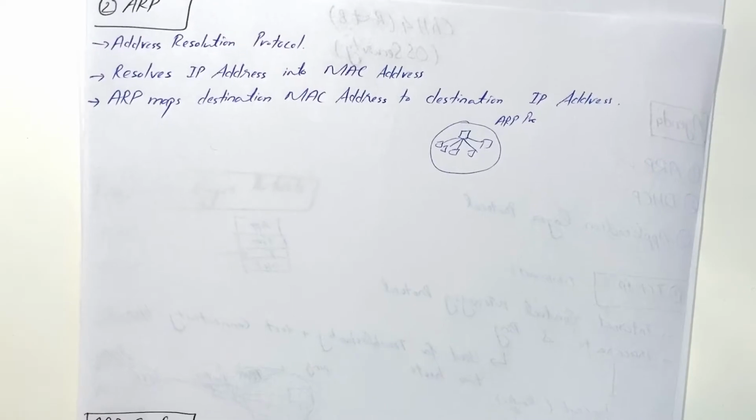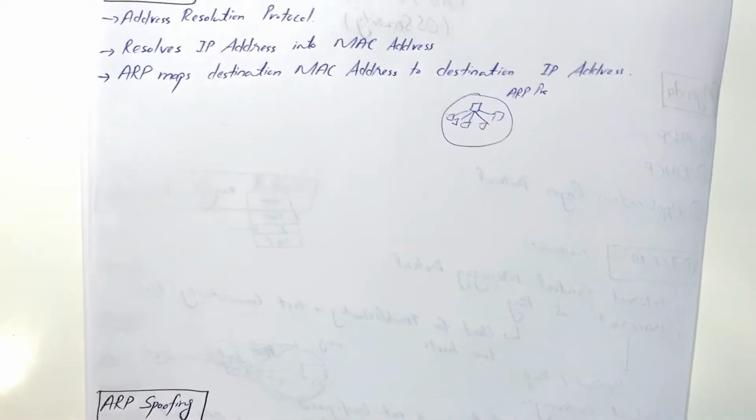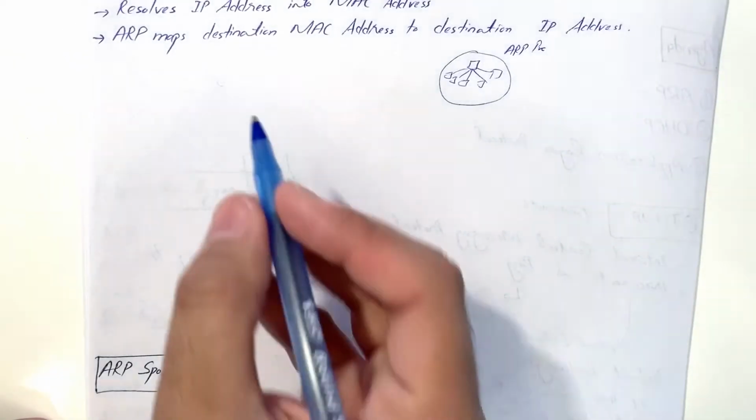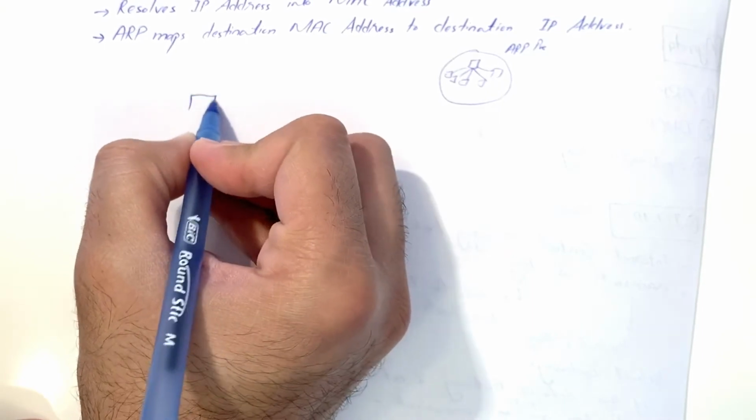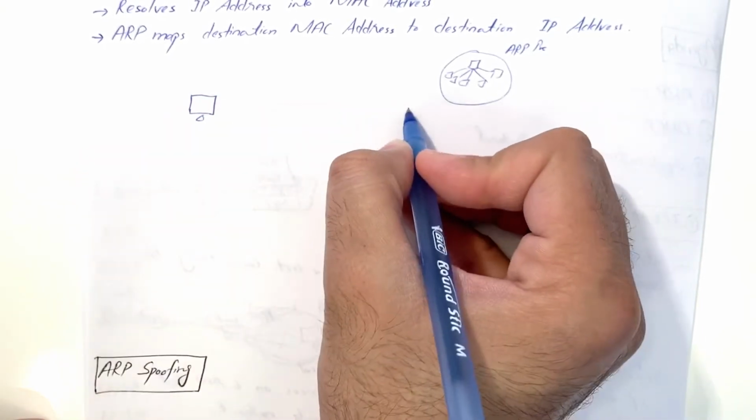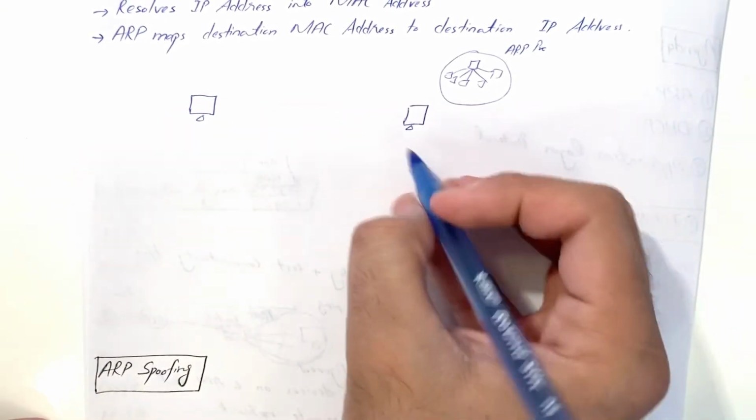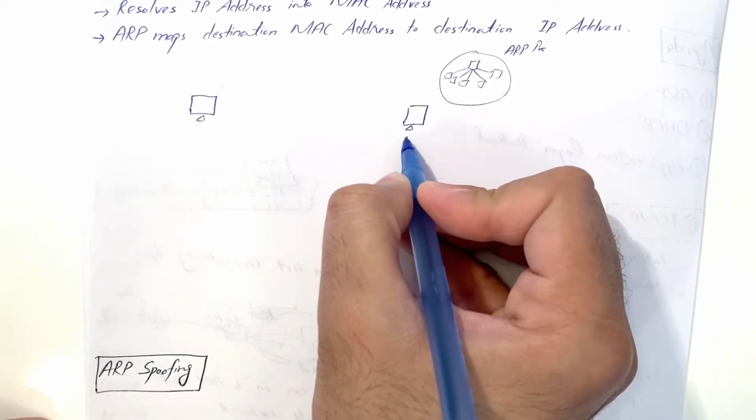Let me give you a basic idea about ARP protocol, how exactly this protocol works. So for example, let's say we have a local area network and I have plenty of devices connected over this local area network. For example, I have a device, IP address of this device.